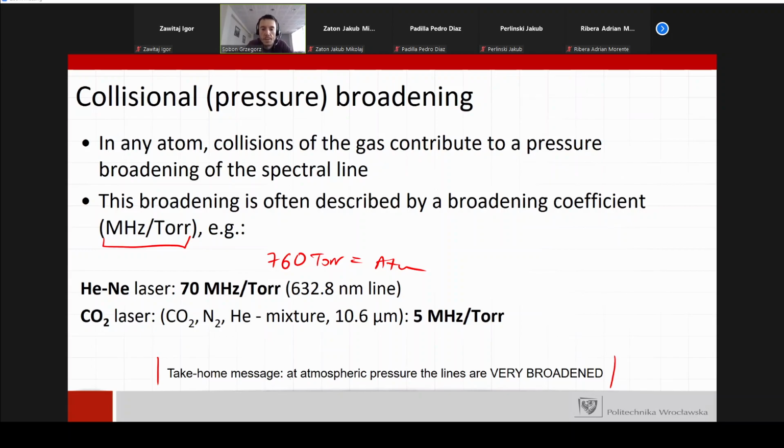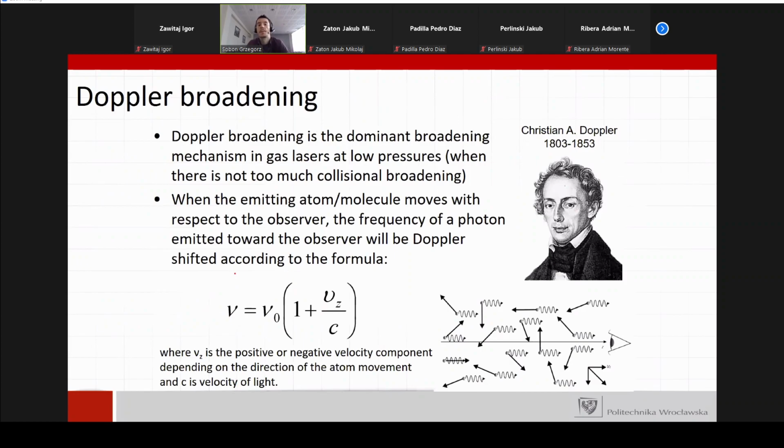So the conclusion from that is that in gas lasers we will have collisional broadening, and the higher the pressure, the more broadening we have, and you can define the broadening coefficient, and that's why you have low pressure in gas lasers.